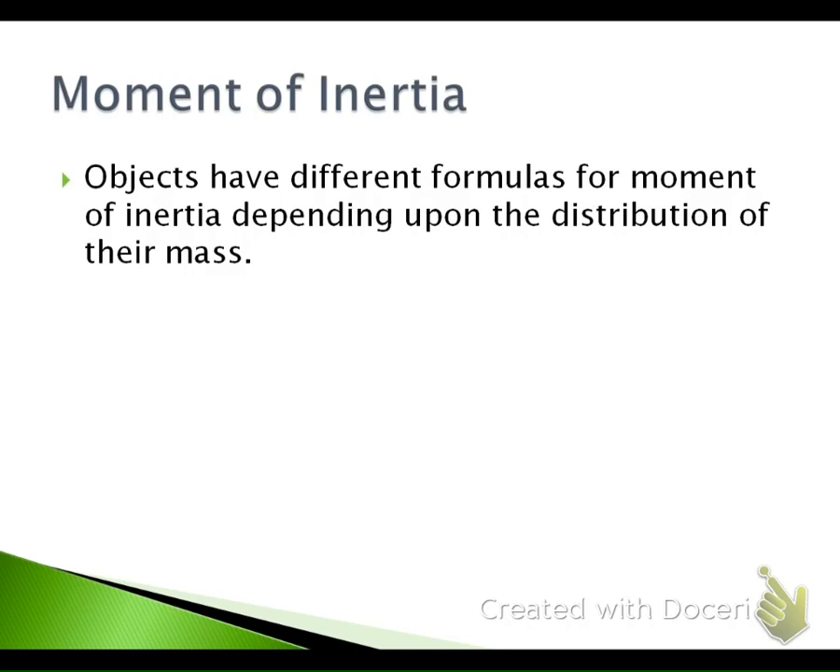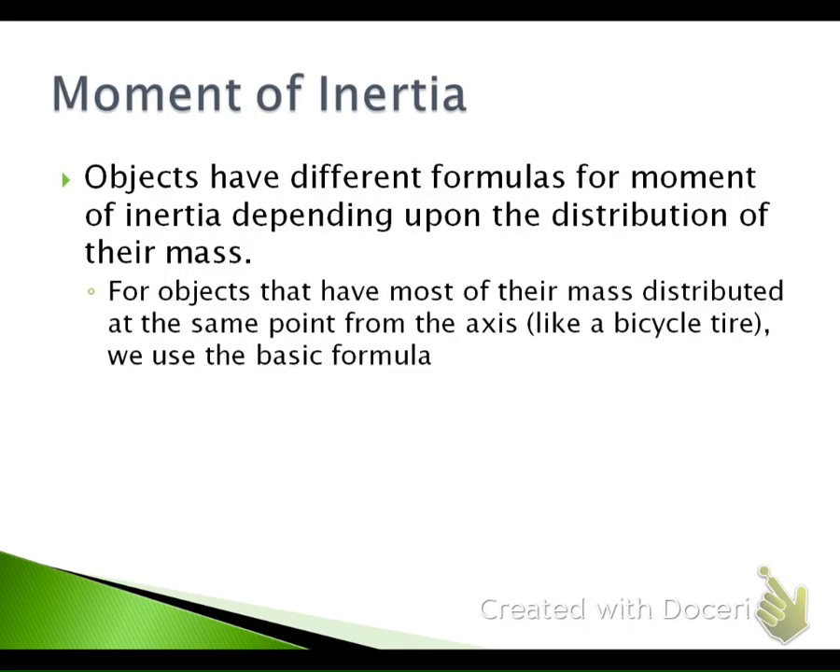The equation I just gave you for moment of inertia is our most basic equation, but objects that have different distributions of mass will have different equations for moment of inertia. The equation I gave you is for things that are kind of like a hoop. They have mass distributed around basically only the radius point that you're looking at. You can think of it as using for like a bicycle tire.